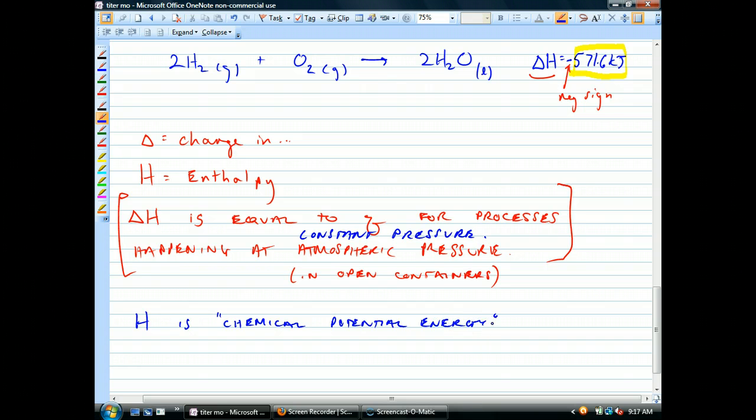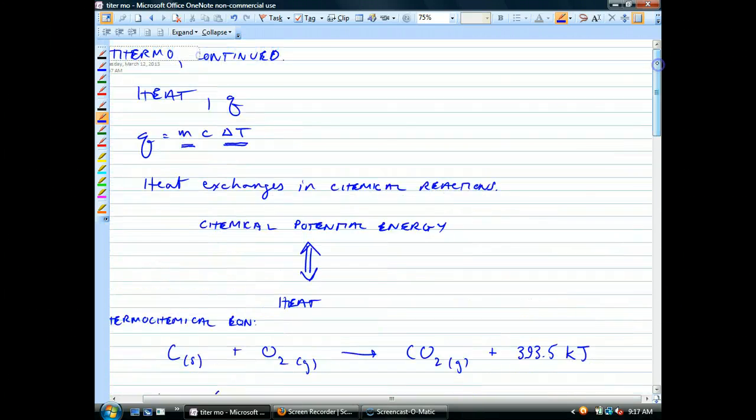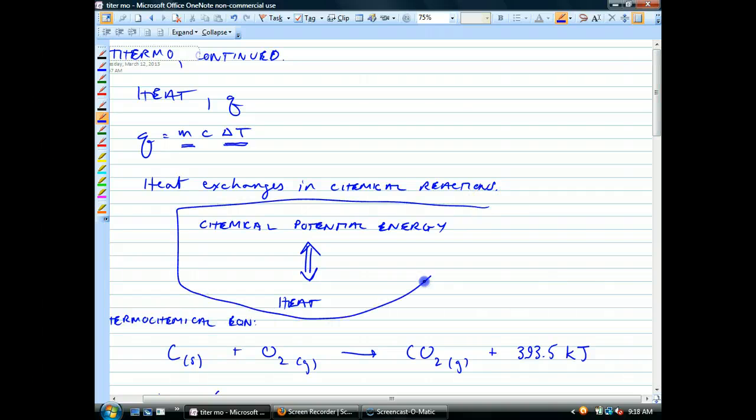H is chemical potential energy. Now this should make sense at this point, because if you remember just a little while ago up here, I said that in chemical reactions, what we're talking about is transformations between chemical potential energy and heat. When a chemical reaction happens, what we have is a transformation of chemical potential energy to heat, or vice versa. Okay?